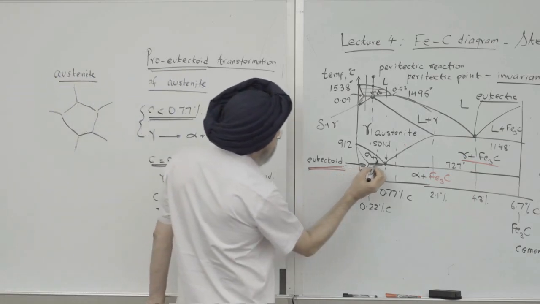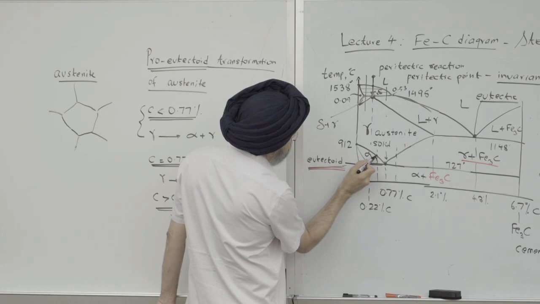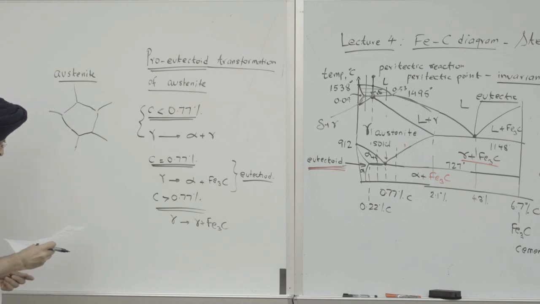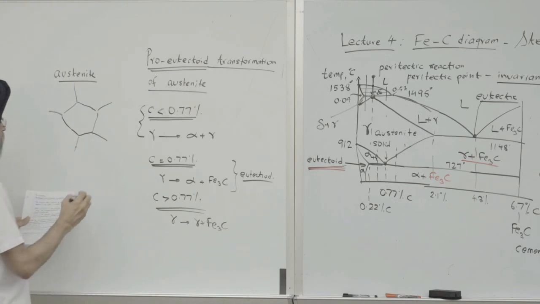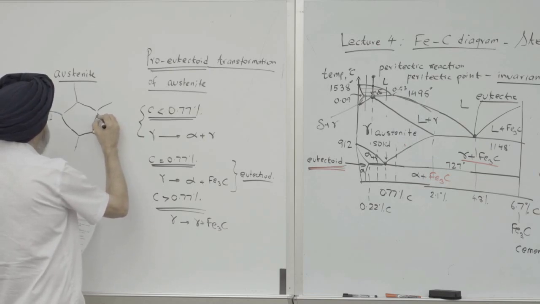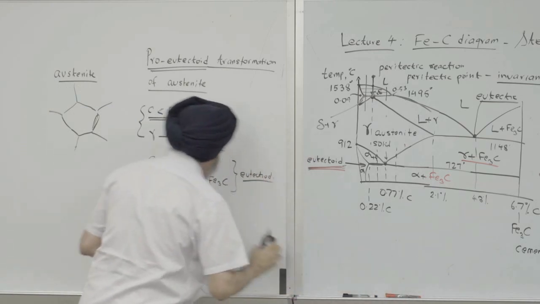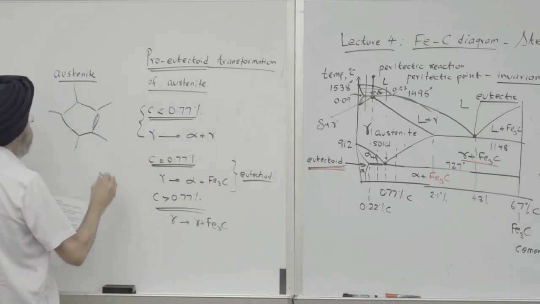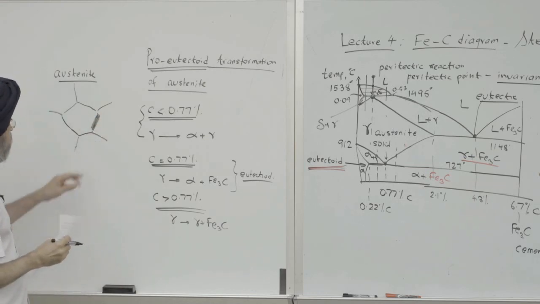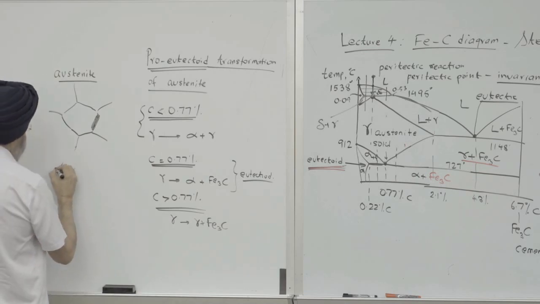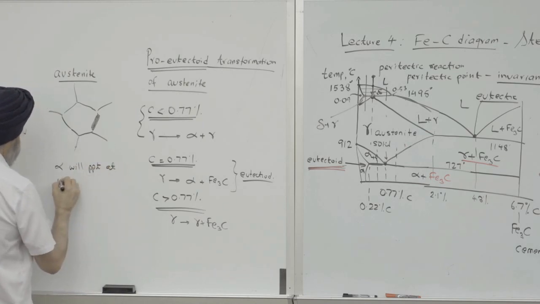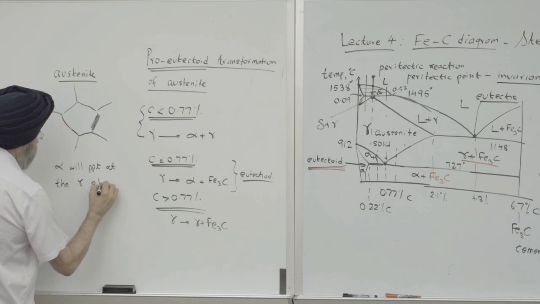Now if you were to come to this temperature, just at this boundary, below that, I'll get alpha precipitating out. So that alpha will precipitate out along the grain boundaries. Not exactly the way I've drawn it, we'll discuss this in more detail in a few minutes. So alpha will precipitate at the gamma grain boundaries.